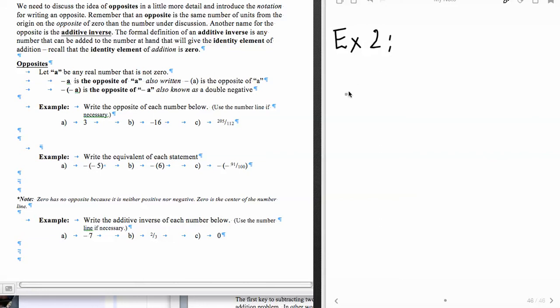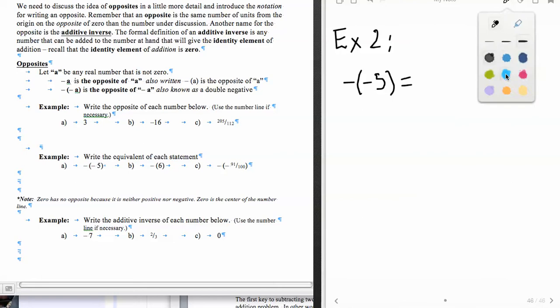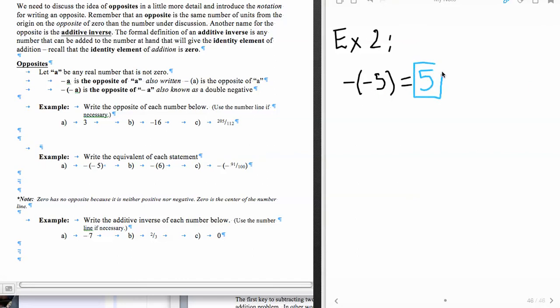And so on this one, we have the opposite of a negative 5. That's how I would read that. And an opposite of a negative 5, now that it's actually written in notation, I actually can write an equal sign. And so the opposite of a negative 5 is a positive 5. Or if you like, a negative and a negative make a positive. Some people already know about that, but that's not something we've introduced yet. All right, the next one says the opposite of a 6. And in that case, we know the opposite of a 6 is a negative 6. So we write that a negative 6.